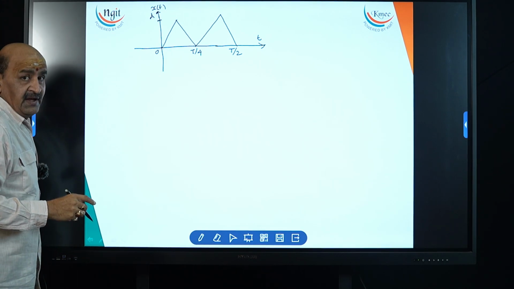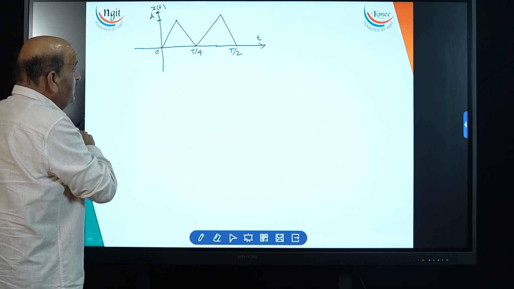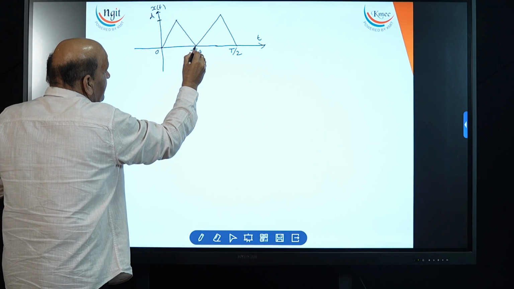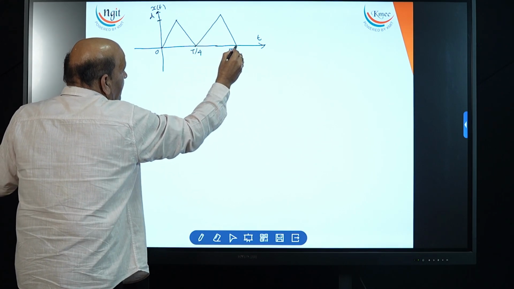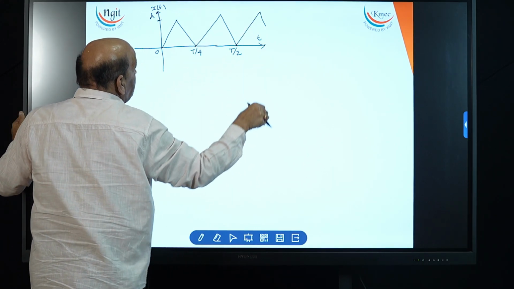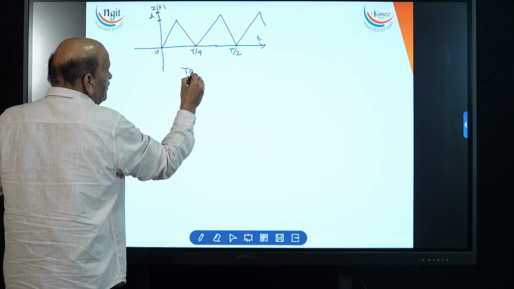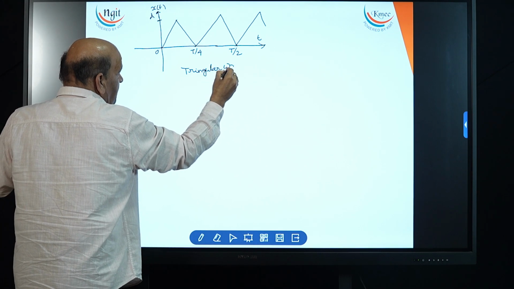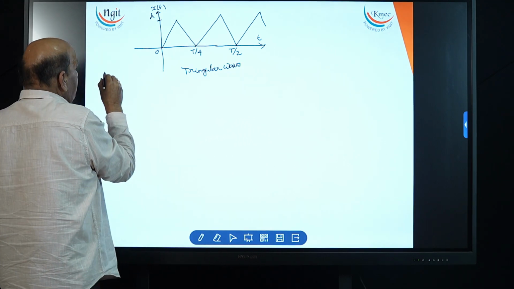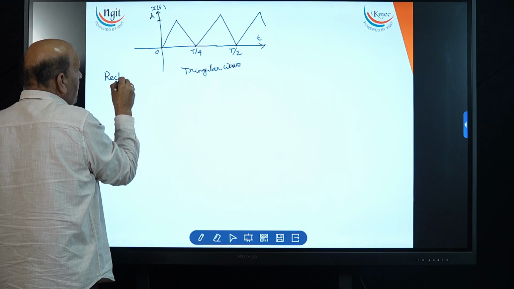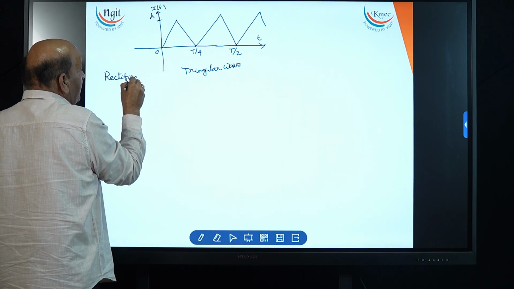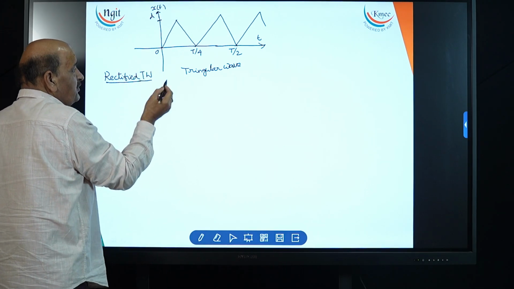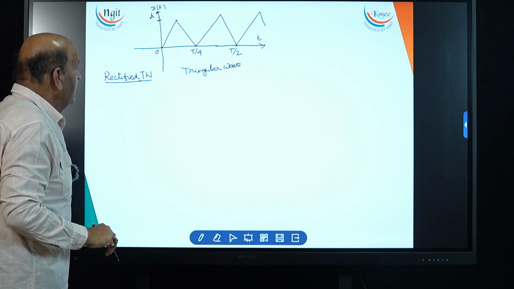Now first just look at which one is repeating. Entire triangle is repeating. Look at this, the entire triangle is repeating. Next, same triangle is repeating. Another one, same triangle will be repeating. This is called a triangular wave, or also called a rectified triangular wave. Both can be used. It is a triangular form.